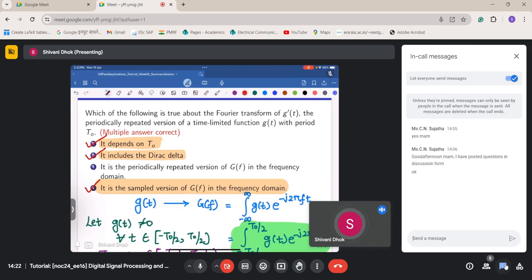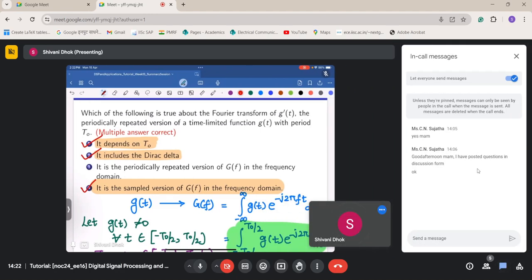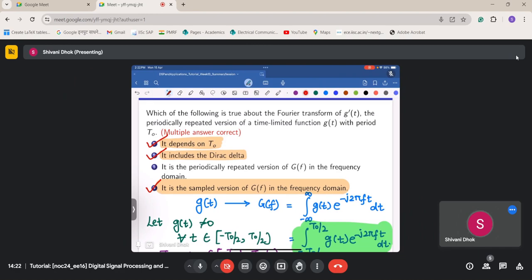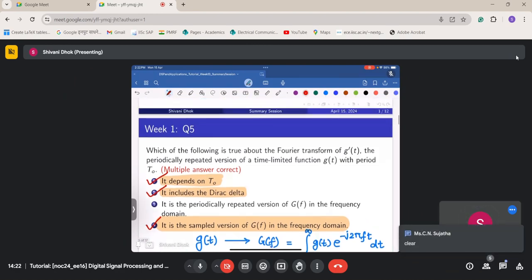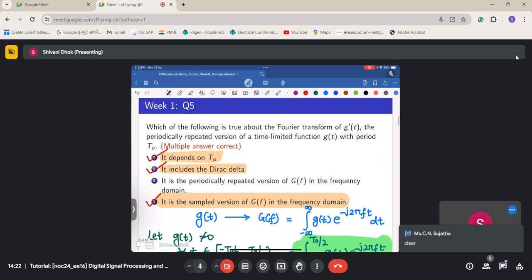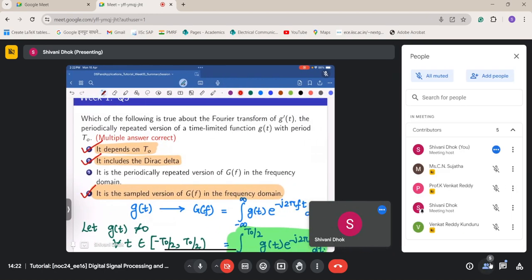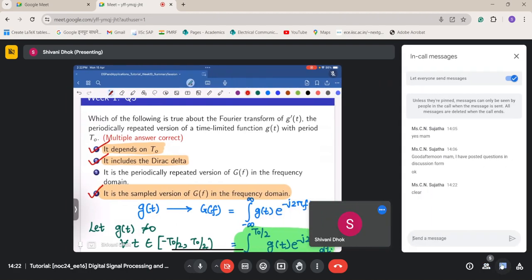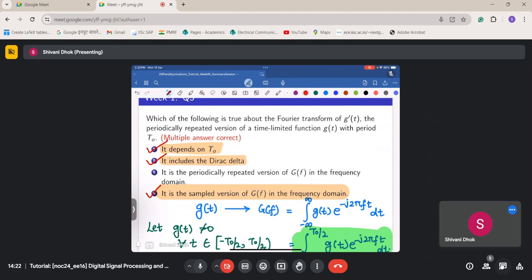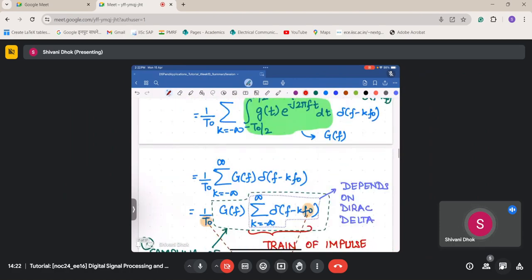Is this part clear? Is this question clear now? Okay. If this is clear, then let's move on to the next question.